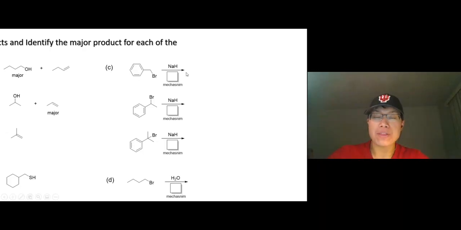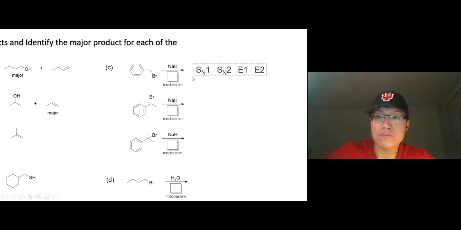If you look at the reagent, sodium hydride, what do you know about sodium hydride? Well, sodium hydride is a strong base, right? But not big enough to be a good nucleophile. Remember that. Look at sodium hydride. It's an ionic bond, with a negative charge on hydride. So it's a strong reagent. A strong reagent goes SN2 or E2.